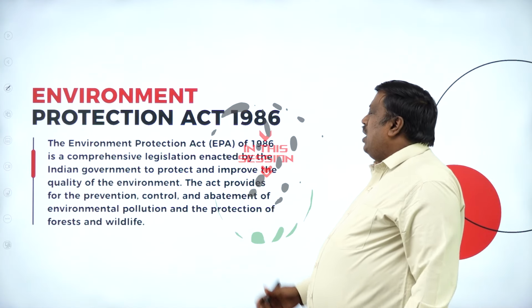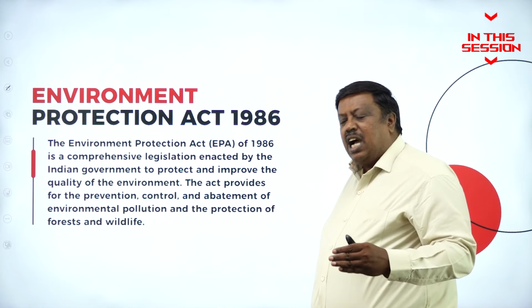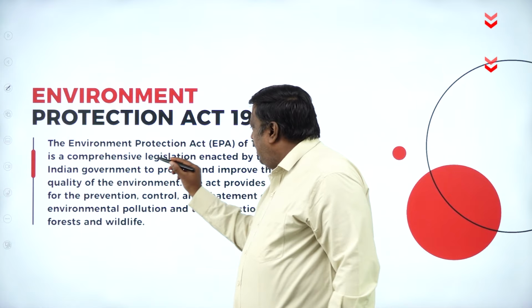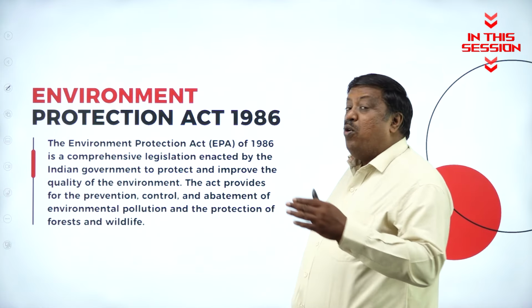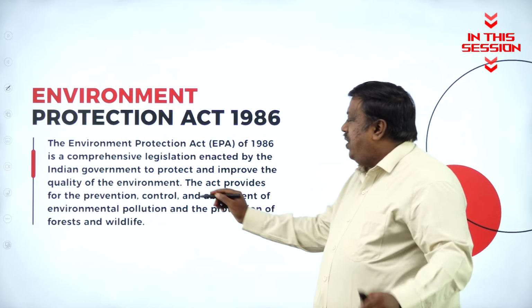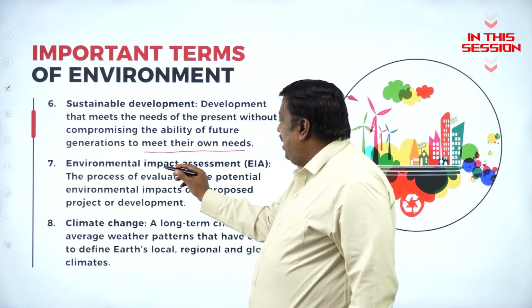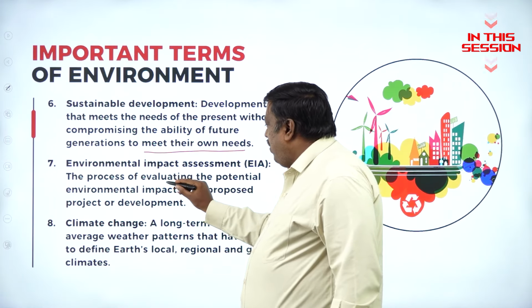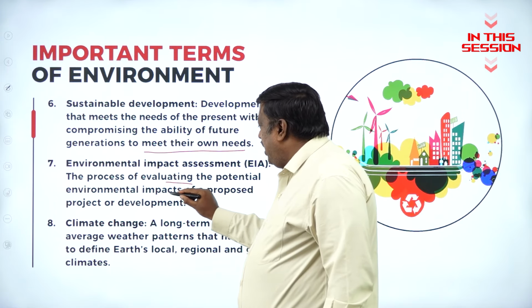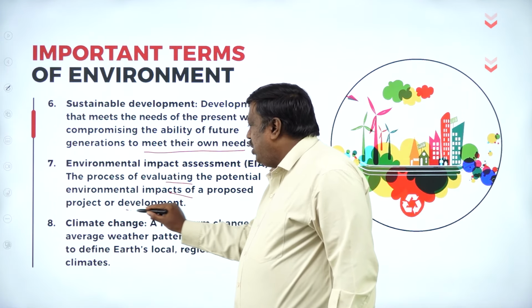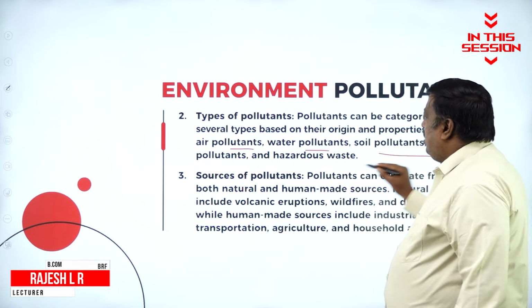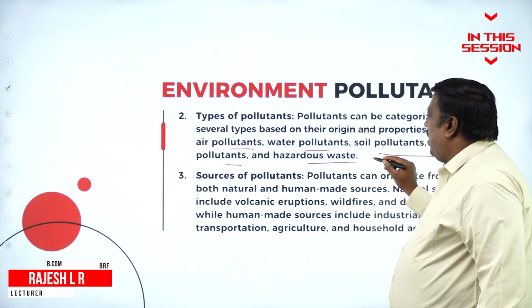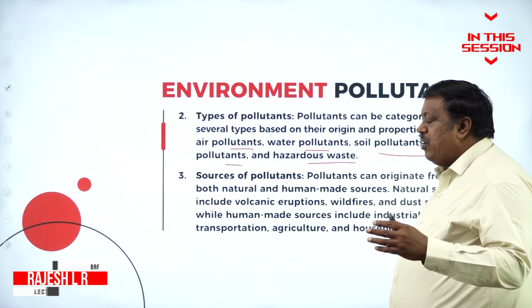Environment Protection Act, which was brought by the Indian government, is comprehensive legislation enacted by the Indian government to protect and improve the quality of the environment. Environmental impact assessment is the process of evaluating the potential environmental impacts of a proposed project or development. Air pollutants, water pollutants, soil pollutants, noise pollutants, hazardous waste. These are the several types of pollutants there are.